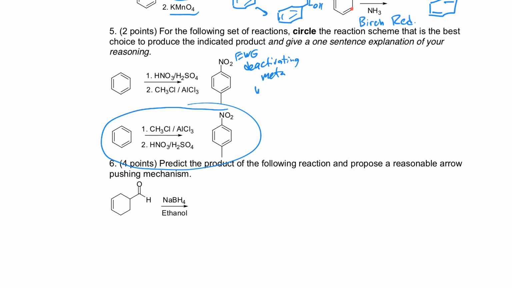I don't think the top one would work at all, but if it did, it would produce that. The reason I don't think it would work is because once we've added that strong deactivating group, the Friedel-Crafts alkylation reaction does not work with strongly or moderately deactivated rings. So I don't think the top reaction would work at all. So we've got a couple arguments against it. You'd get a meta substitution, but it probably wouldn't work in the first place.